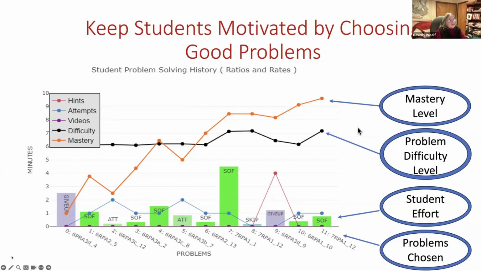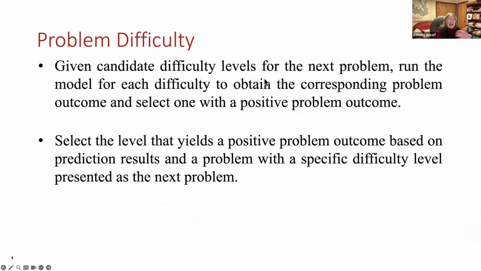So in terms of this problem difficulty, there's a difficulty level for each problem, and we run the model for each difficulty level in order to figure out which new problem to give to that child. And we select a level that yields a positive problem outcome. We know we can predict what they're going to do, and I'll show you that.